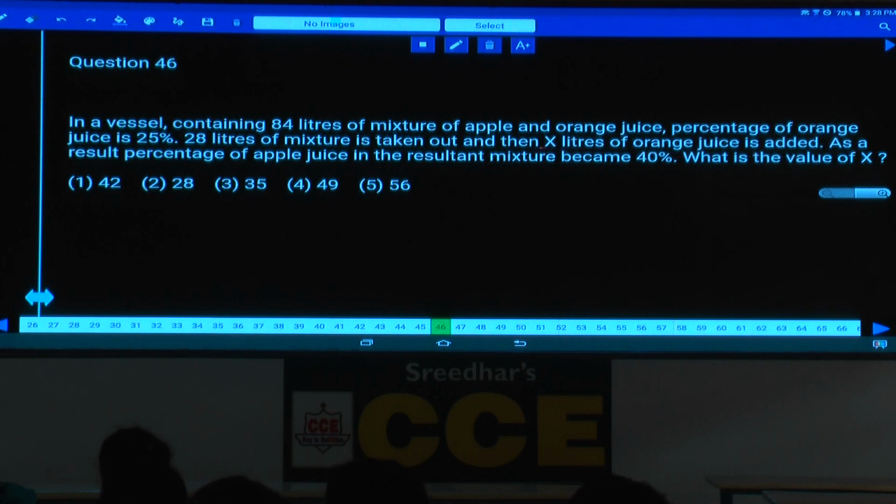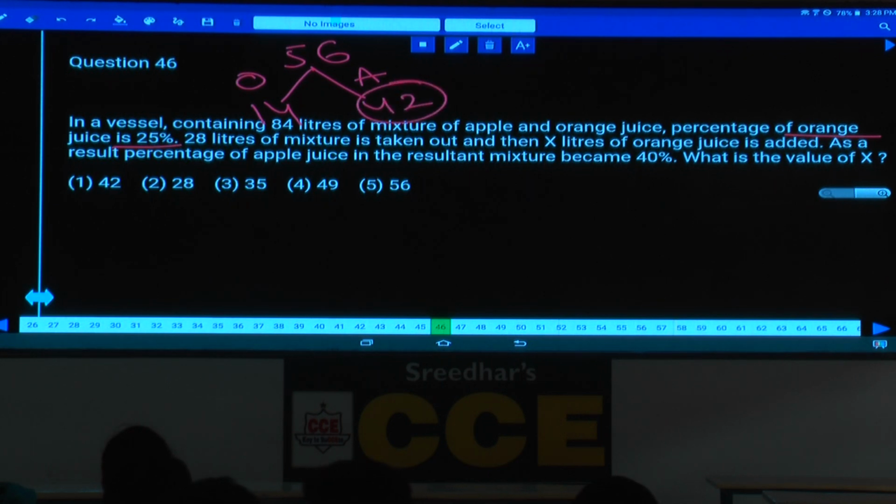What is the quantity that is changing here? What is it that you are changing? Orange. Then apple is constant. Out of 84 liters, 28 liters is taken out. So you'll have 56 liters. In 56 liters, apple is what percent? 75%, because orange is 25%. Orange is 25%. 25% in the sense 14. Then the remaining is 42 liters.